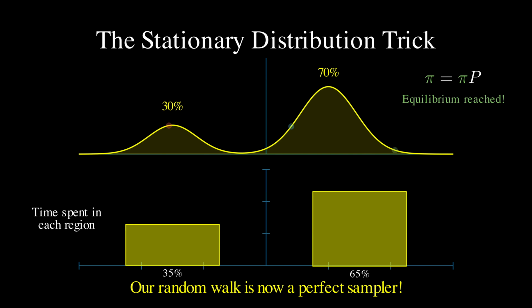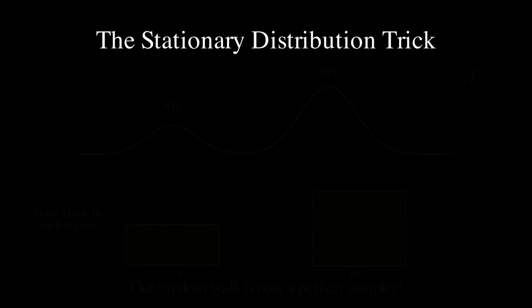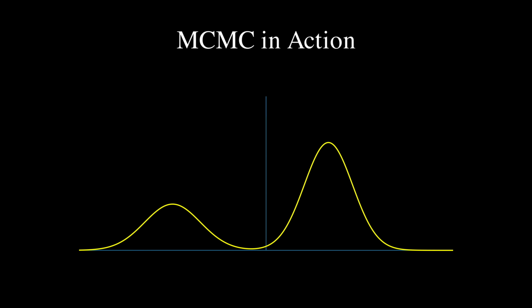Our random walk has become a perfect sampling machine. Let me show you MCMC actually working on a real distribution. We start with that red dot at an arbitrary position and watch as it proposes moves, shown briefly as white dots, then either accepts them, moving to green positions, or rejects them, staying put.